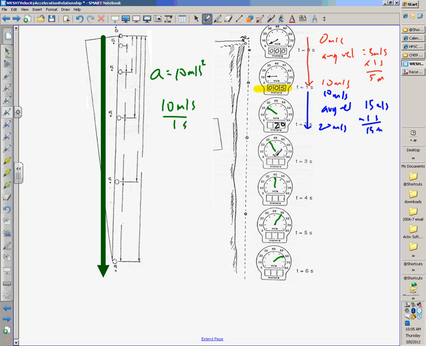The other way that we could do it would be to go like this. Let's take a look at this green line over here. How fast was it going at the top of that green line? It was going 0 meters per second at the top of that green line. How fast is it going at the bottom of this green line? 20 meters per second. So the average, I'm going to move this over here.